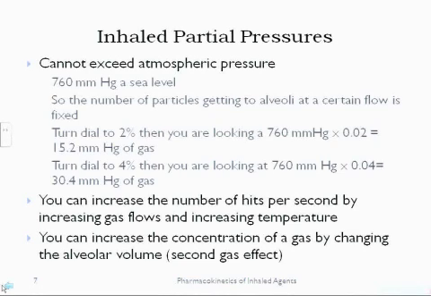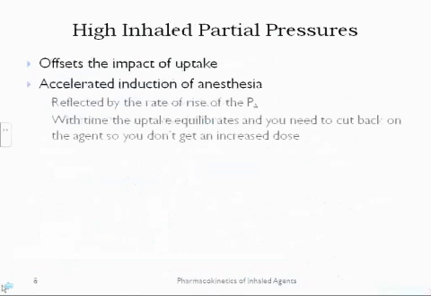You can increase the concentration of gas by changing the alveolar volume by what's called the second gas effect. And we do that a lot when we use nitrous oxide. That's the purpose of doing that. And I'll explain to you what the second gas effect is. You can offset some of these effects by giving high partial pressures. The problem with that is that you can overdose somebody very quickly. And so for that reason, you've got to be very careful with doing that. It's called overpressurization.